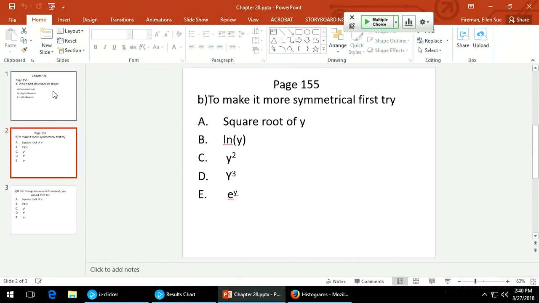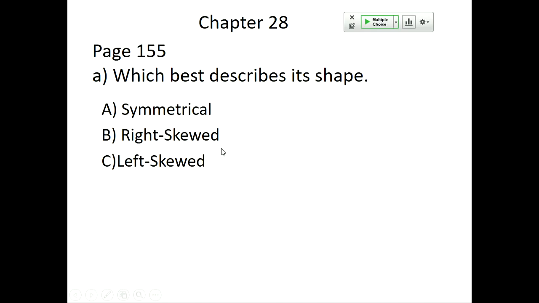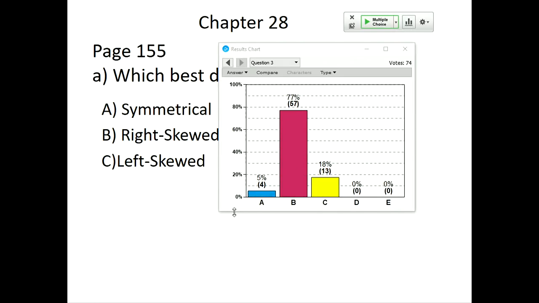Because people forget the language here, look at that histogram. What best describes it? You know it's not symmetrical, but do you know if it's right skewed or left skewed? Let's get the language down. All right, let's stop it. And the answer is, I hope you answered B, that it's right skewed. Don't worry if some people still said symmetrical, even though I told you it's not symmetrical. It's right skewed.